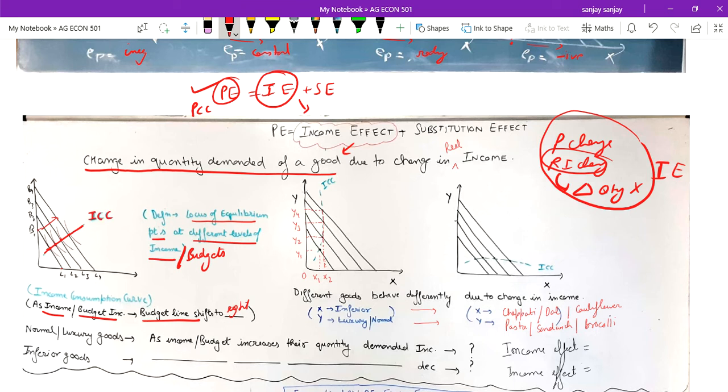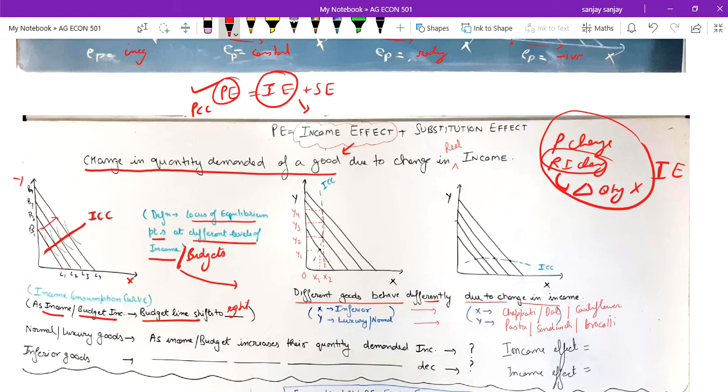But now the shape of this thing depends on the goods we are talking about, X and Y. Okay, now let's discuss that. Different goods behave differently due to change in income. When your real income changes, different goods will behave differently. There will be some goods when your income increases, you will want more of them, and there will be some goods when your income increases, you will want less of them.